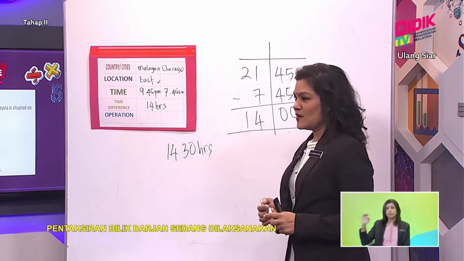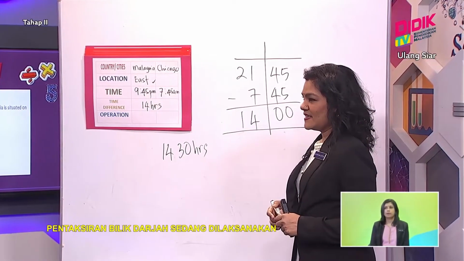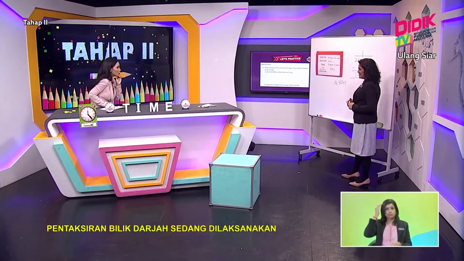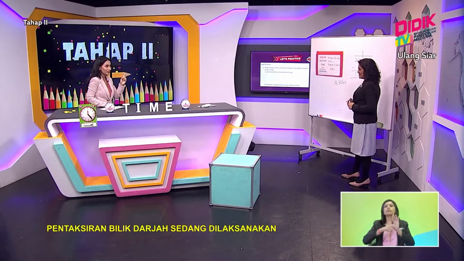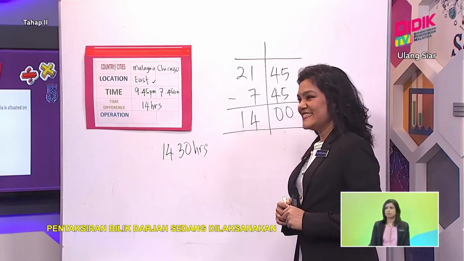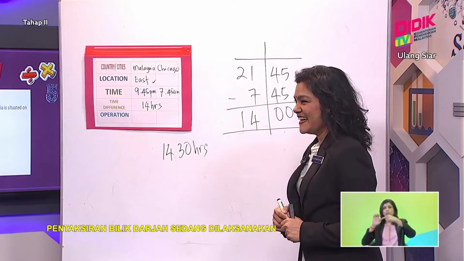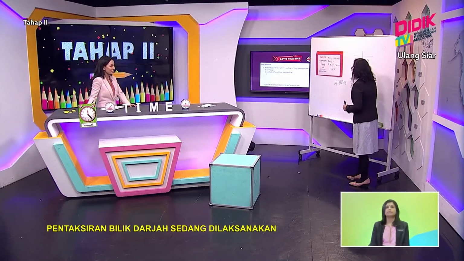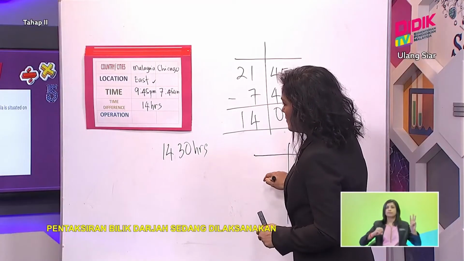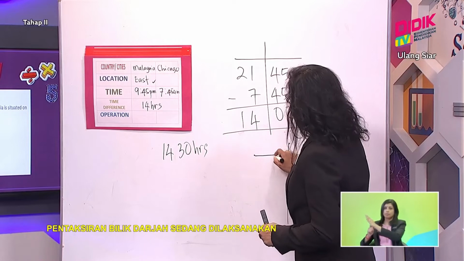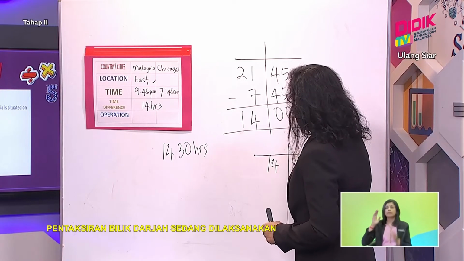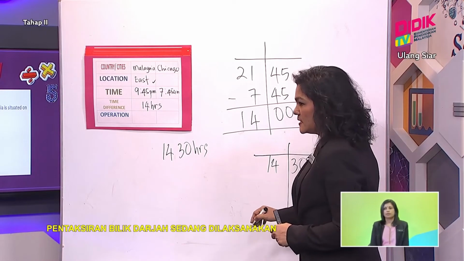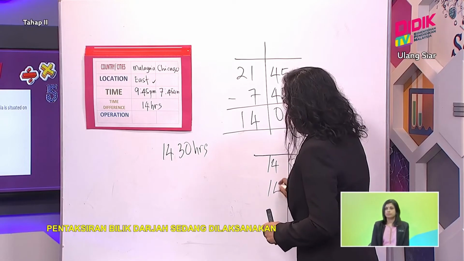So what we must do now? Now that we know the time difference, when it's west, subtract. We are finding for Malaysia, and Malaysia is on the east, right? So we have to add. The time of Malaysia is given as 14:30, and then we add the time difference, which is 14 hours.